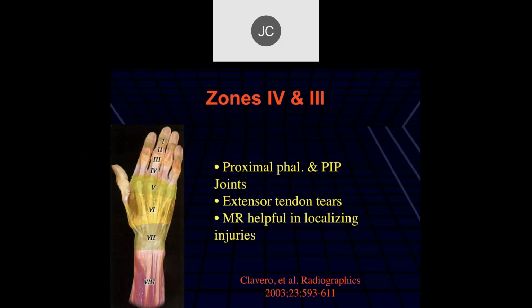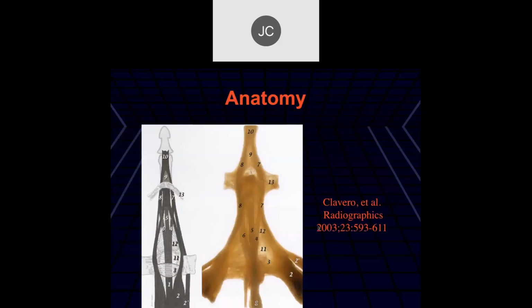Okay, let's move on to the fourth and the third areas, which are really the proximal phalanx and proximal interphalangeal joints. You tend to get primarily extensor tendon tears here because that's the area that's usually involved with trauma, the dorsal aspect of the proximal phalanges. And again, MR is helpful at localizing injuries.